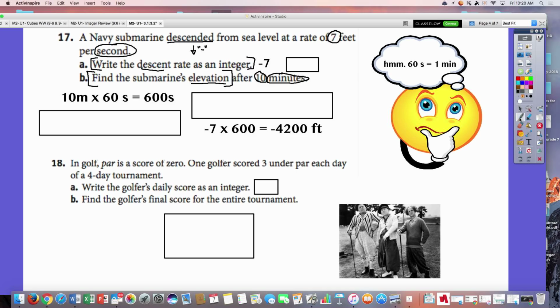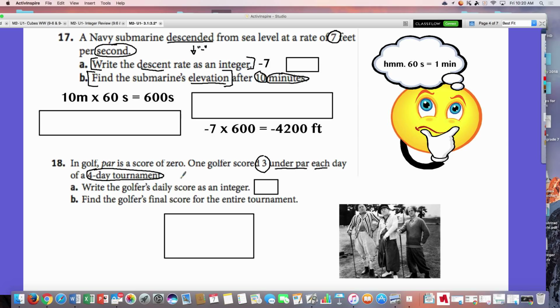In golf, par is a score of 0. One golfer, not me, scored 3 under par each day, and there's a 4-day tournament. So let me think through this. Par is 0, so if I get par, I get 0. And if I'm under, my answer would be what? I'm guessing negative, right?